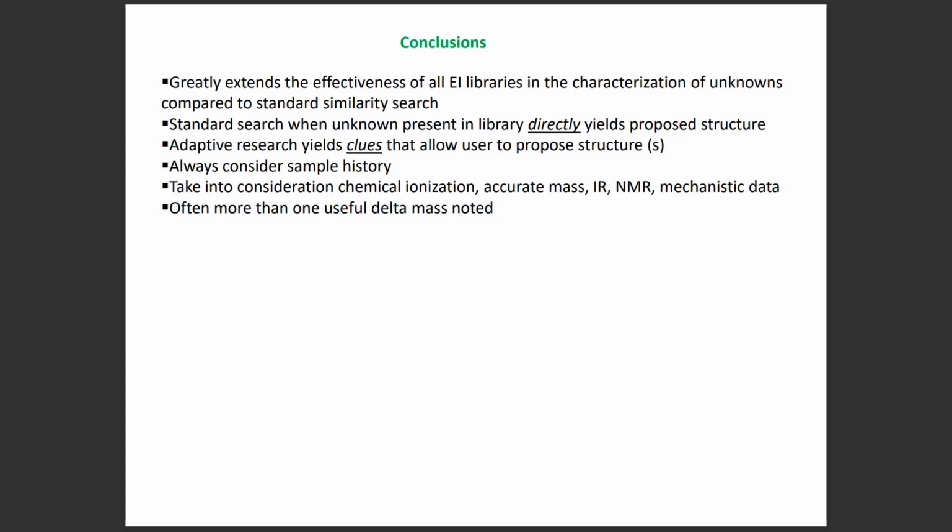One must always consider sample history for identifying unknowns and take into consideration other techniques such as chemical ionization, accurate mass, infrared, NMR, and mechanistic data. And often more than one useful delta mass can be noted in search results. So you'll have to spend some time learning how to use the adaptive search in your work, but when you do, I think you'll find some amazing results.